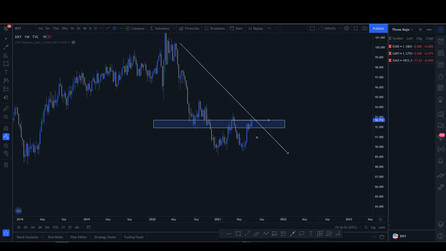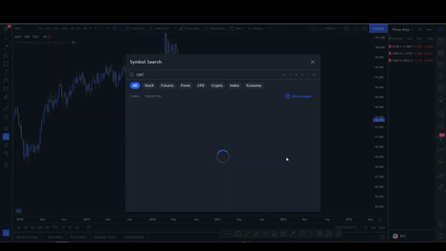If price resists here, we'll be looking at price to start shooting all the way to the downside, favoring us in taking our shots on the dollar. Okay, so now let's go back to our pound dollar.